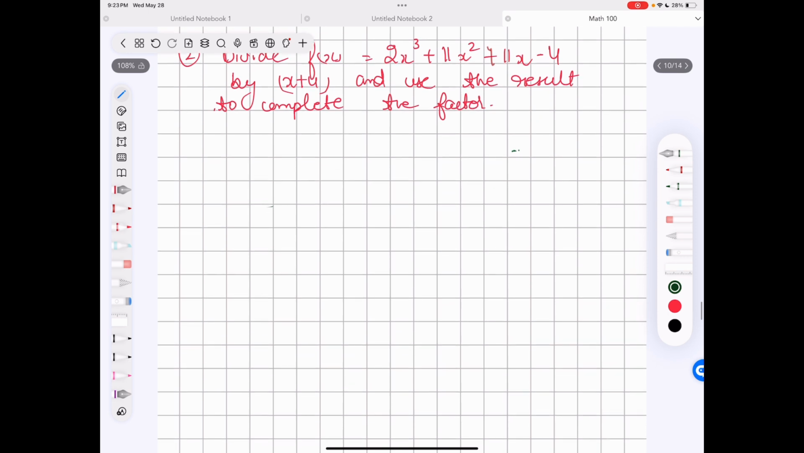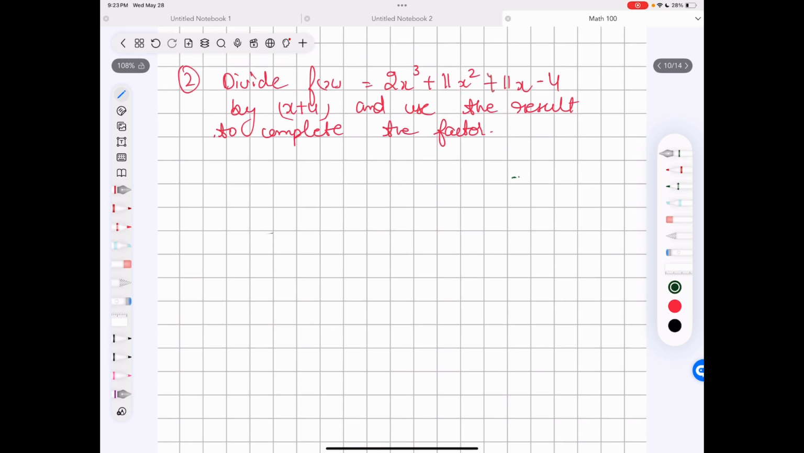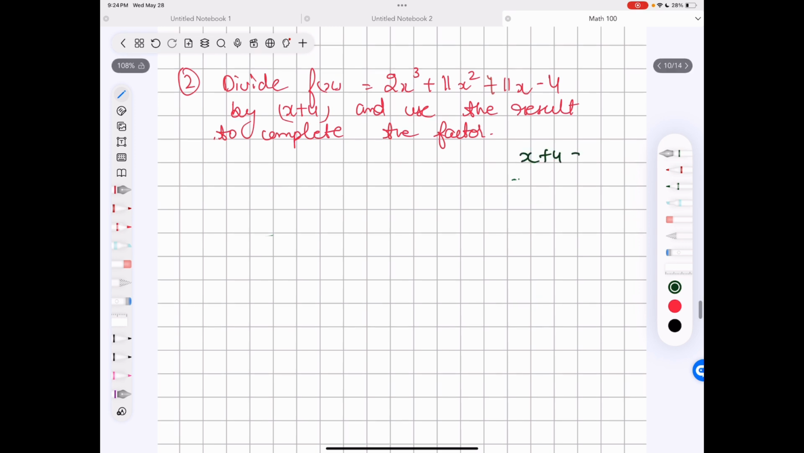So now I'm going to do one more factor problem. In this we have our equation as 2x to the power 3, plus 11x squared, and then plus 11x by itself and minus 4. We are given that we have to divide it by x plus 4. So we will do the synthetic division first. So I'm going to put x plus 4, set it equal to 0. I get x equals minus 4.